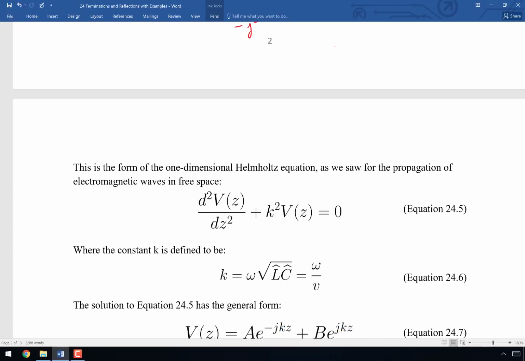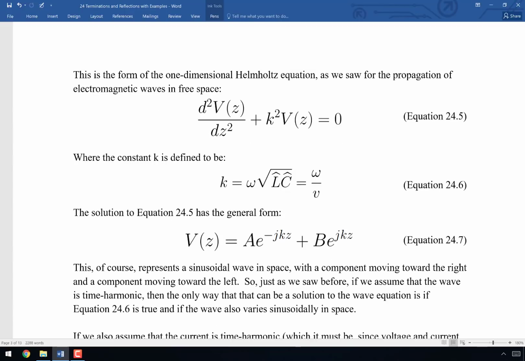And we know that the velocity is equal to 1 over the square root of L hat C hat. So this k is equal to omega divided by v. And that's exactly the same thing that we found when we were talking about electromagnetic waves in free space. We called it omega over c at the time, but now it's omega over v. And so it's reassuring here that we're sort of closing a loop, and we're seeing that as we're doing this derivation for transmission lines, we're getting essentially the same exact things that we got when we were doing this derivation in free space.